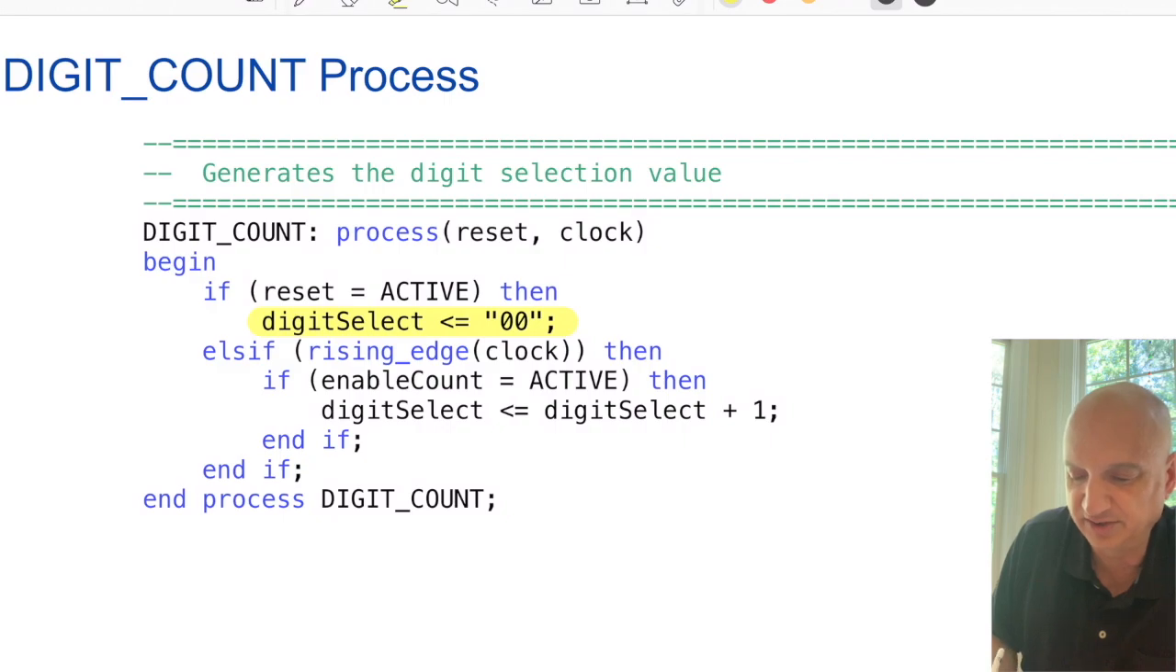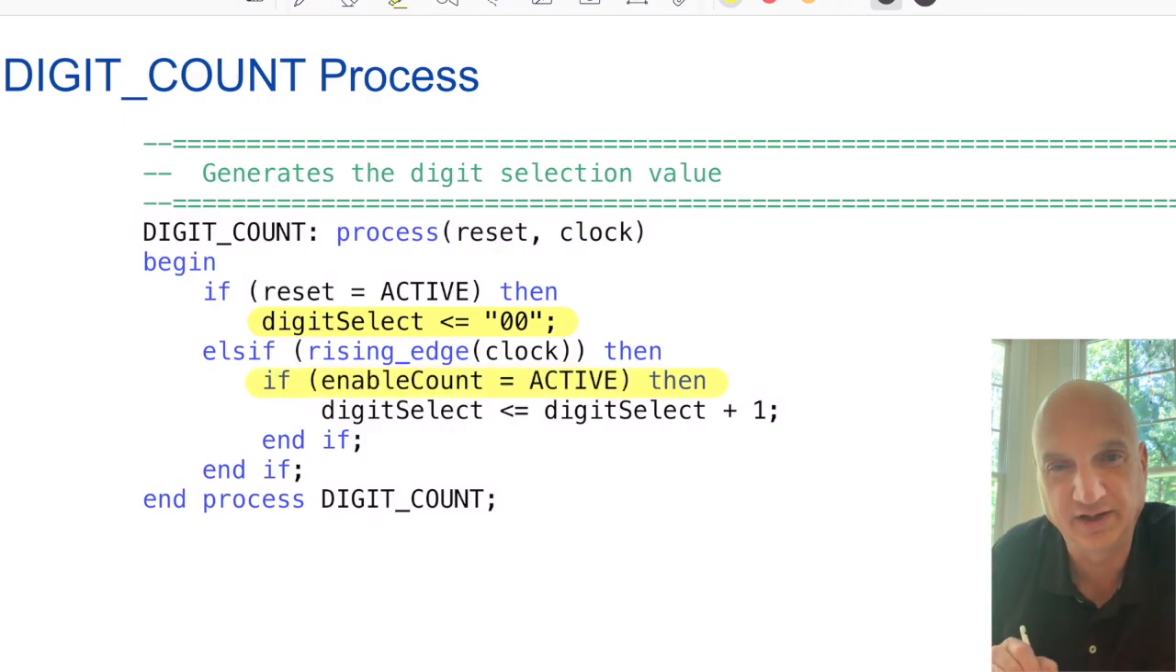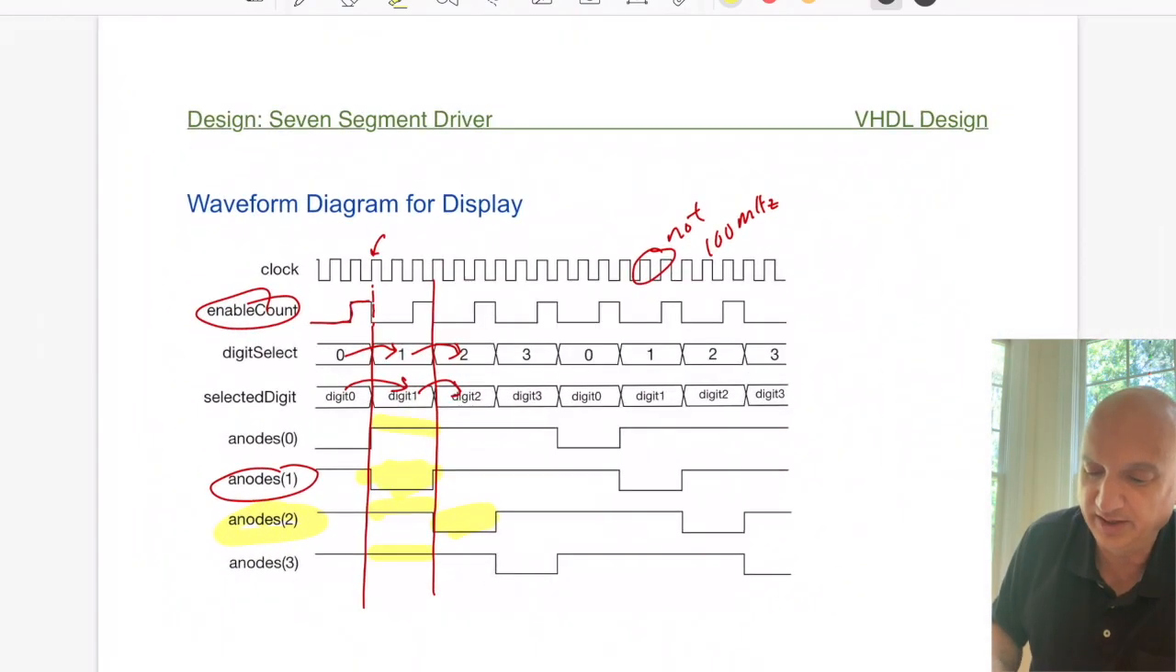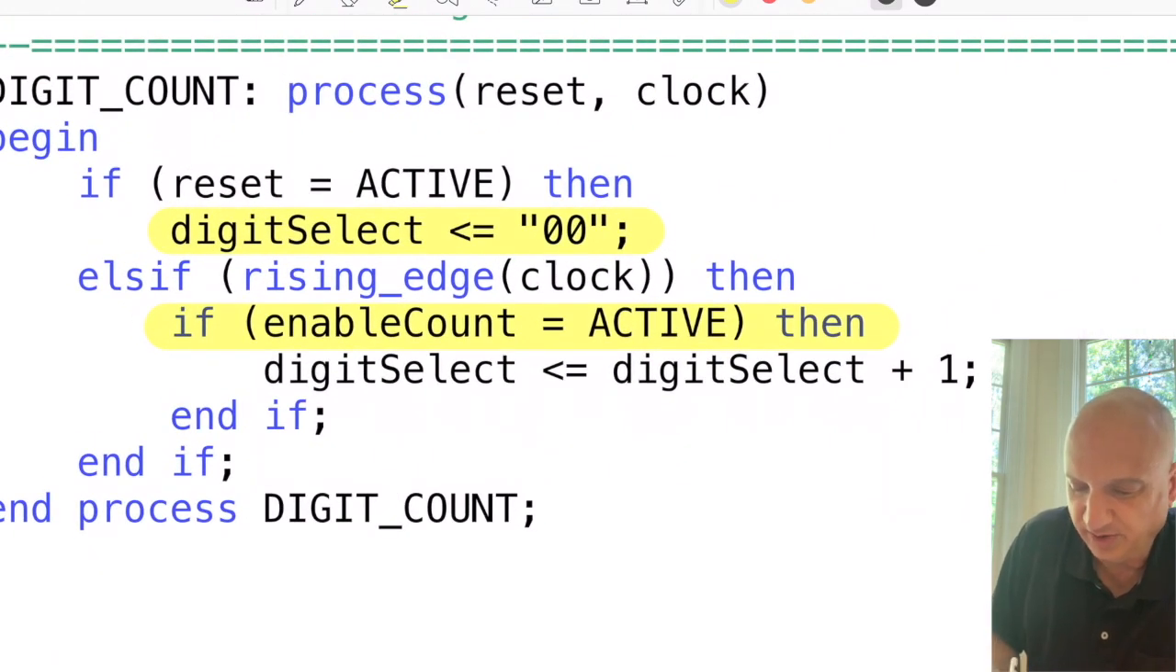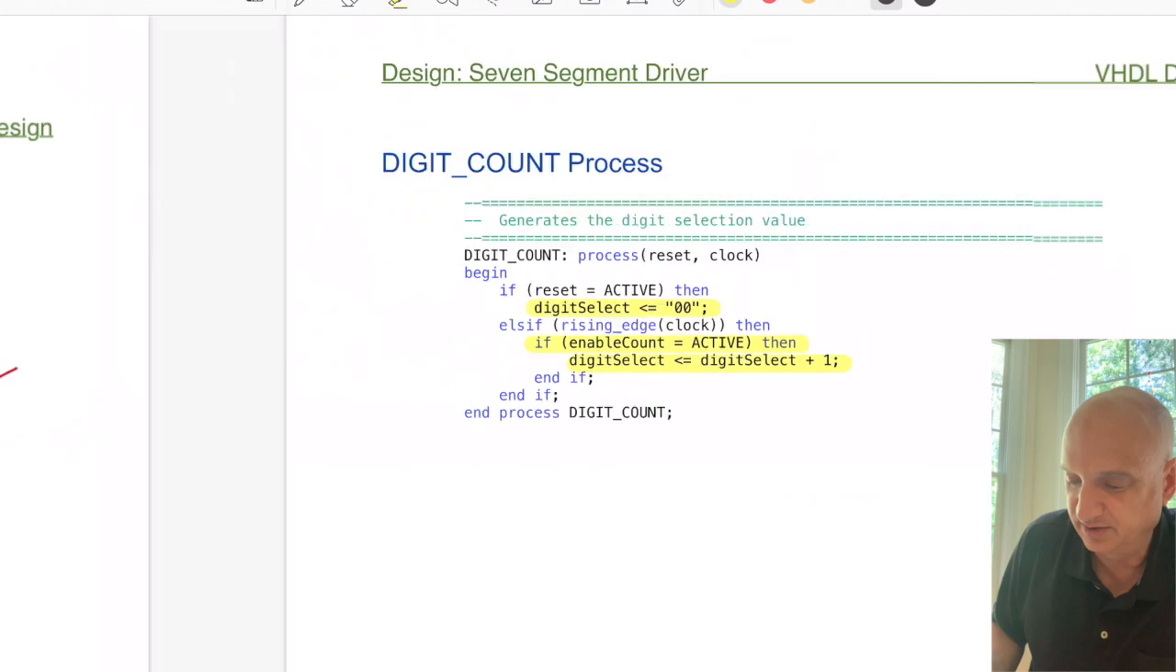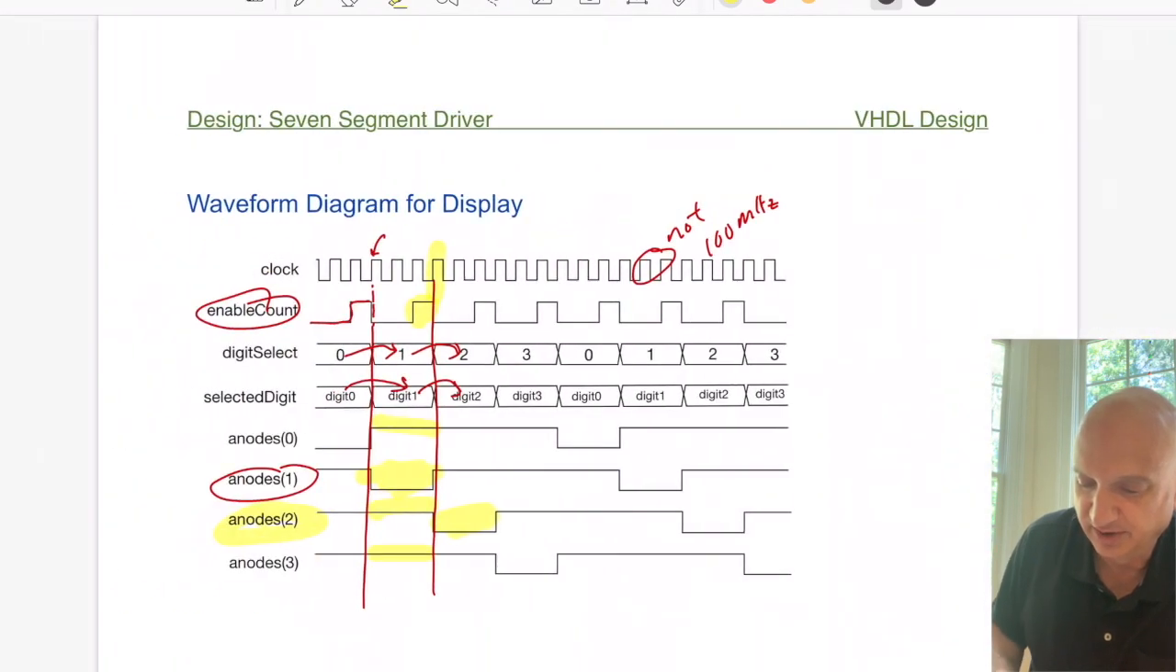So basically we initialize at reset to 0, and then whenever the rising edge occurs, if the enable count is active, remember the enable count is waiting. It's waiting for that edge, right? So if the enable count is active here, it waits for that next edge in order to trigger it. And so when the enable count is active, then I change digit select and say digit select equals digit select plus 1. And that's why this is happening here. Like there's the enable count active, there's the edge, boom, digit select is changed, right?